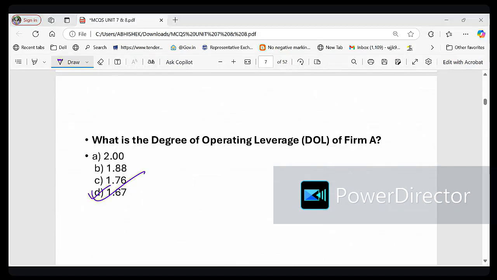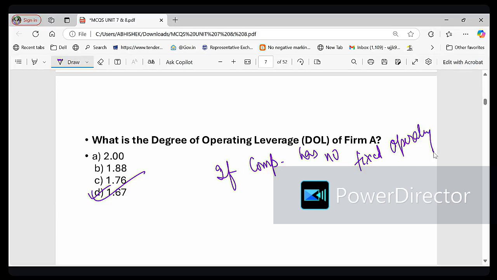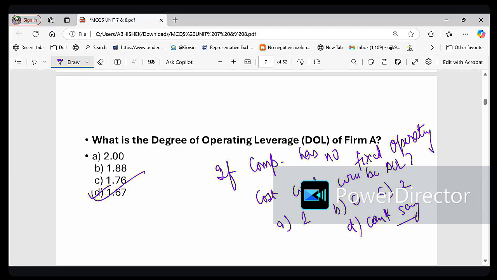Is it clear? How did we get this? Please write in the chat box if this concept is clear to you. One more question I want to ask you: suppose a company has no fixed operating cost, what will be the DOL? Option A 1, option B 0, option C 2, option D can't say. What do you think?